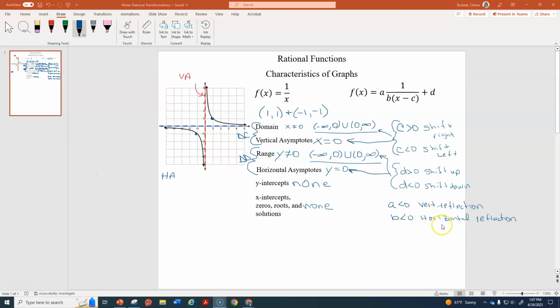When B is negative, we get a horizontal reflection. Everything that's on the right side will reflect to the left side. So this one will reflect over here. And then everything that's already on the left side will reflect to the right side.